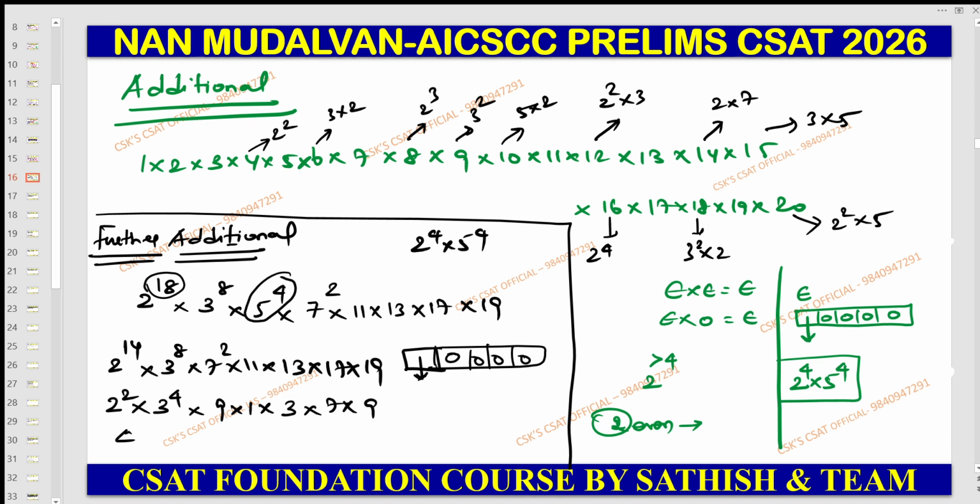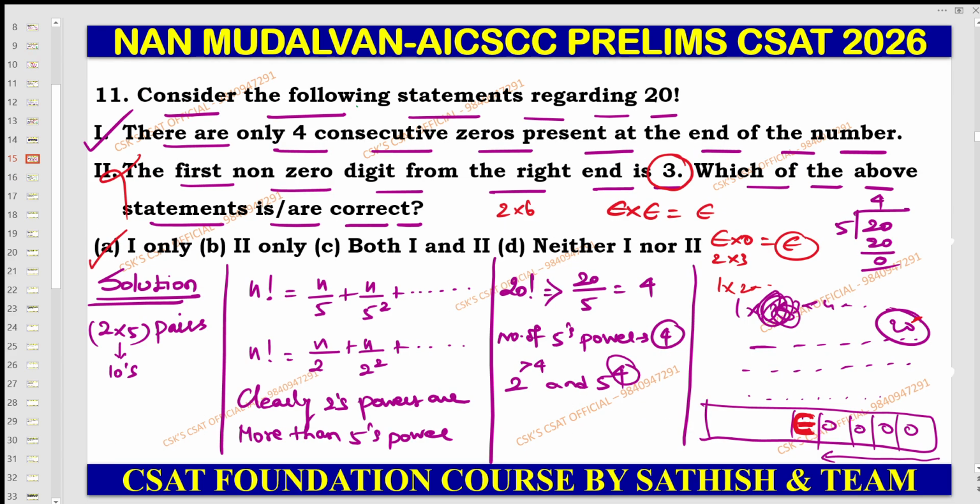Now see here, 3 power 4, what is the unit place? 1. Now see here, 9 into 9, 81, 1, 3 into 7, 21, so 1, so what is this? 4. Understood? What is the actual place? 4 is the right one here. So therefore, if the question contains the first non-zero digit from the right hand as 4, then that option is right. Understood everyone?